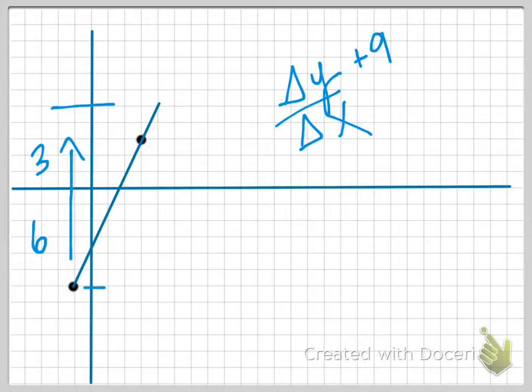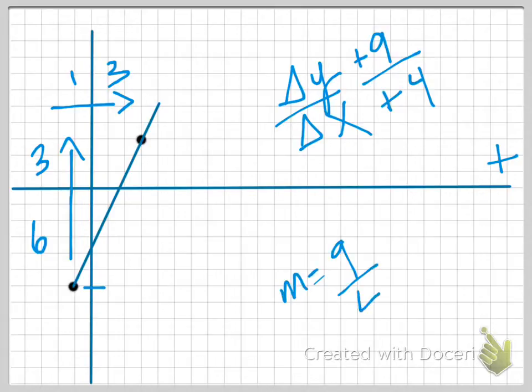And then I'm going to go over towards the positives. That's another positive change. Looks like I'm going to be going over 1 on this side, right? And then I'm going to be going over 3 on this side. Put those two values together and you get a total positive 4 change. So you have a 9 over 4. Your slope is m equals 9 over 4. That's how you can do slope without any fancy formulas.